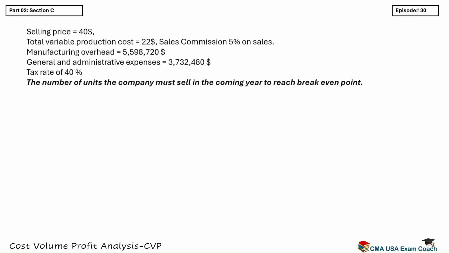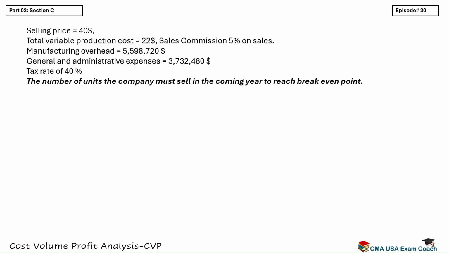Now let's take a look at a detailed break-even point question. This question will help you understand how to apply the formula in a more realistic business scenario. Question: the company manufactures a single product. The estimated data and other relevant information are as follows. Selling price per unit is $40. Total variable production cost is $22. Sales commission is 5% on sales.